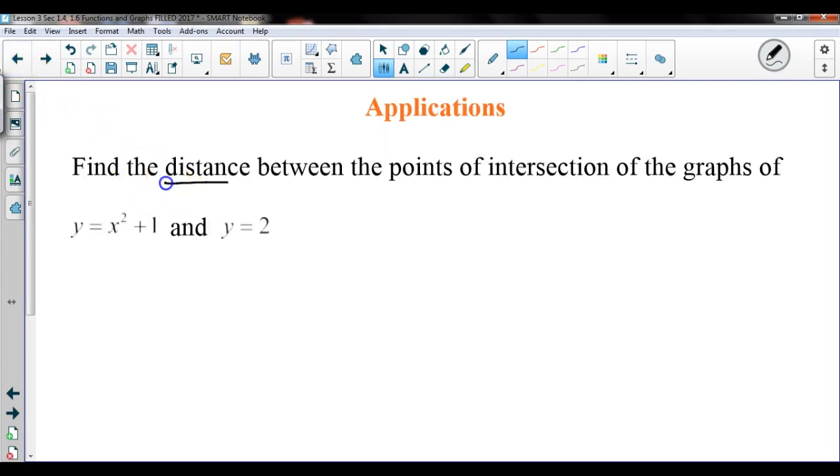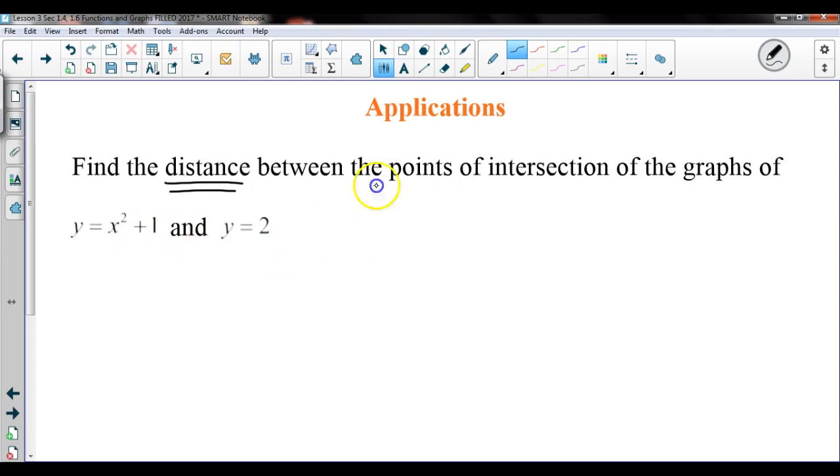All right, find the distance. We've done that before. Find the distance between the points of intersection of the graphs y = x² + 1 and y = 2. Now, a lot of people just want to graph it and say, ooh, there they're intersecting. But if it doesn't work out perfectly on a point like (1, 2), what if it's (1 1/2, 2 3/4)? Well, you're not going to know.